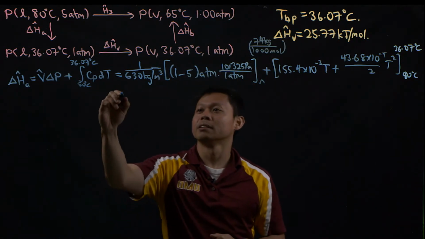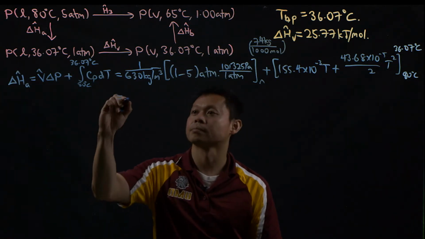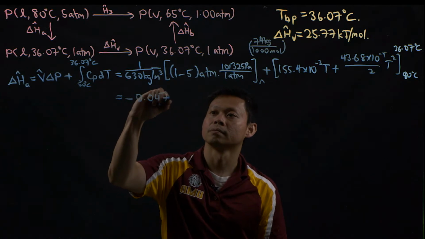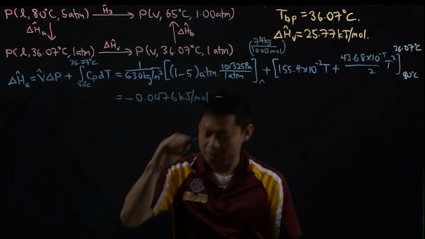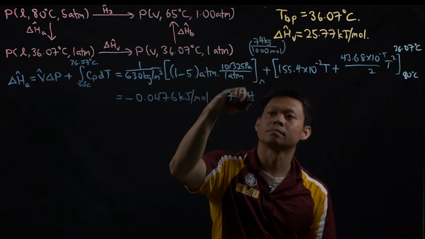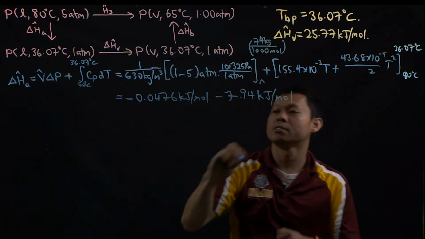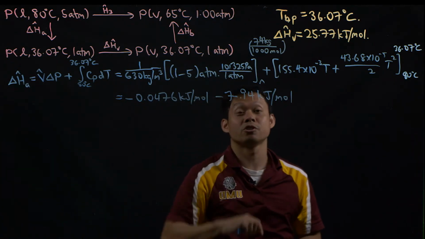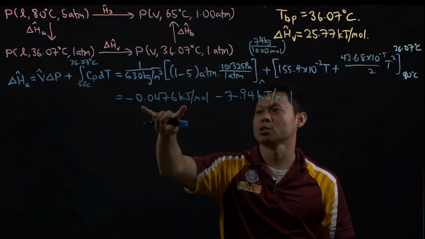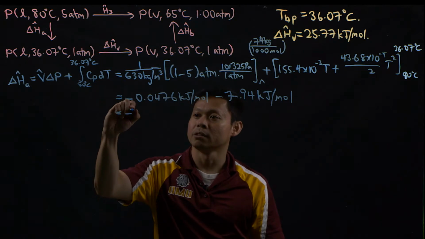And once you have evaluated this, I'm just going to give you the numbers here. Once again, you can see the difference in magnitude. This is due to the change in pressure. This is due to the change in temperature. And this is much, much greater than this. All right, from here, we have our delta HA.